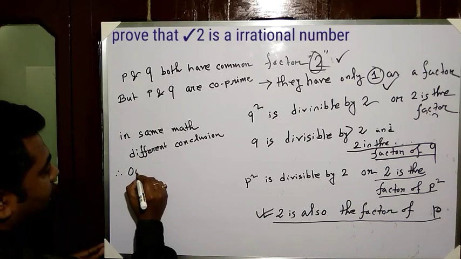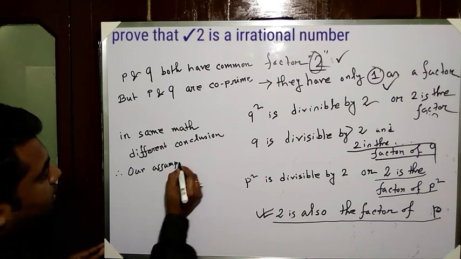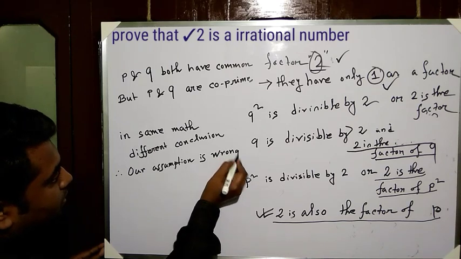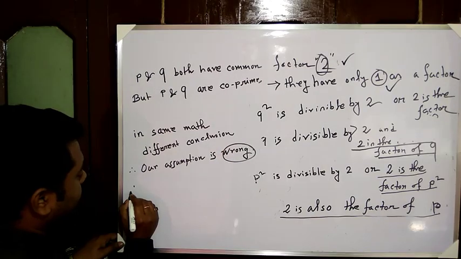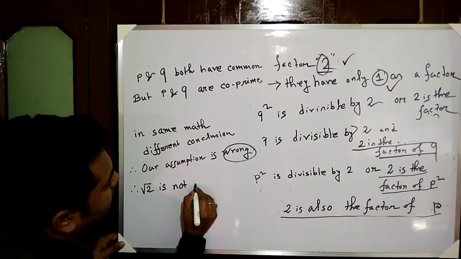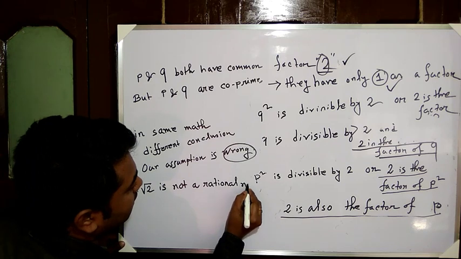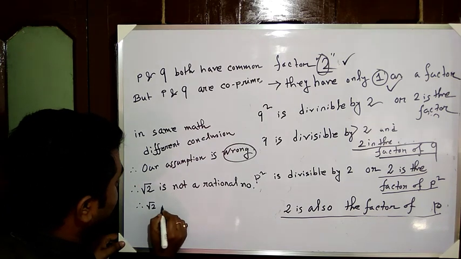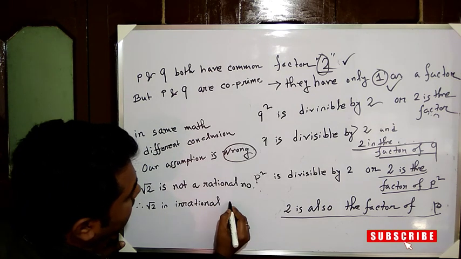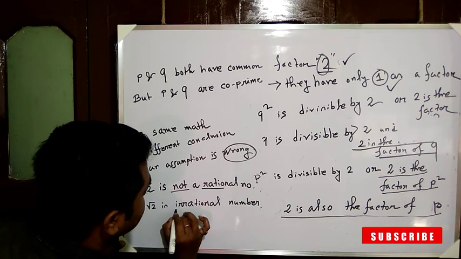In the same math, different conclusion. Therefore, our assumption is wrong. Therefore, root 2 is not a rational number. Therefore, root 2 is an irrational number. Not rational means irrational.